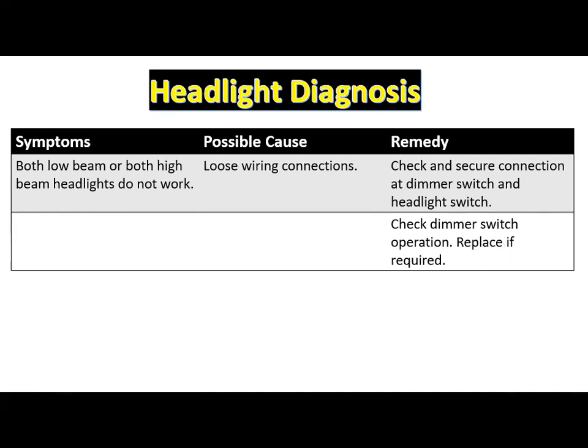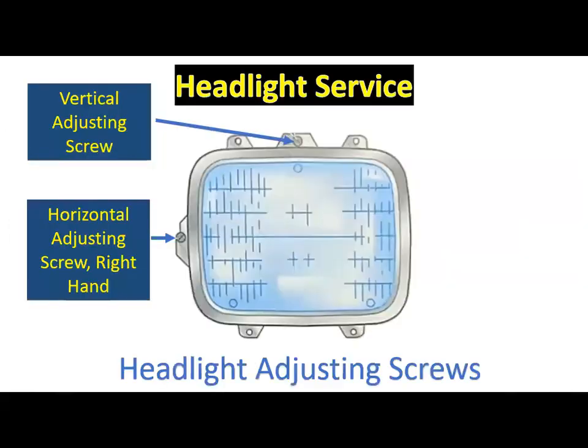Another is both low beam or both high beam headlights do not work. It could be a loose wiring connection, so check and secure connection at the dimmer switch and headlight switch. Check dimmer switch operation, replace if required.